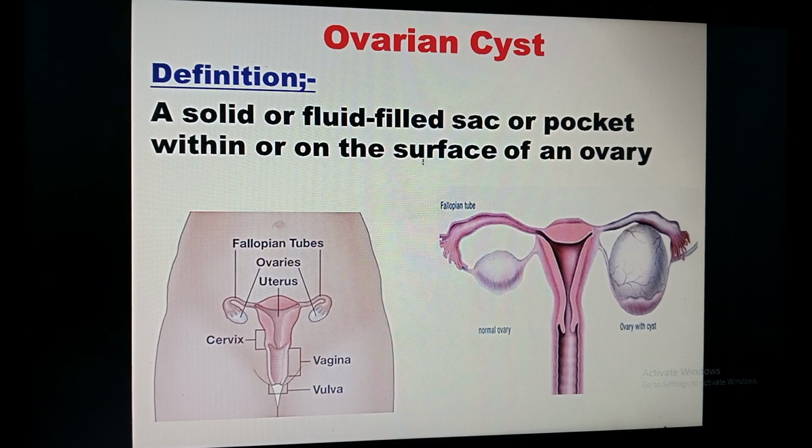Ovarian cyst means it develops over the ovary. Either it is a stone-like solid or a fluid-filled sac, it will be. Then it will be very soft.